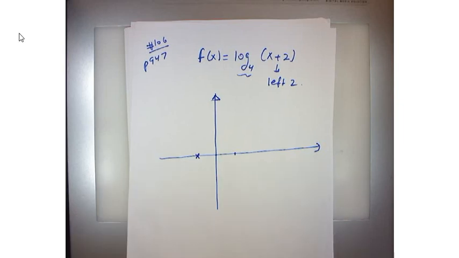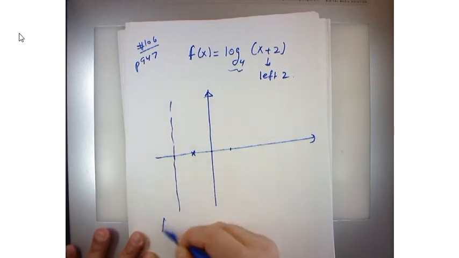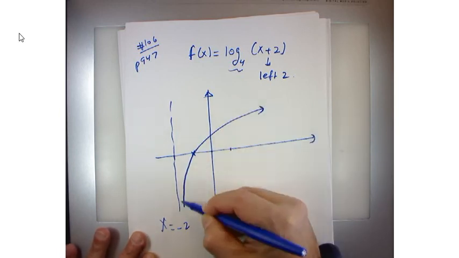Sorry, let me fix that. It becomes (-1, 0), and then x equals 0, if you move it 2 to the left, becomes x equals negative 2, and copy and paste. It's the increasing graph.